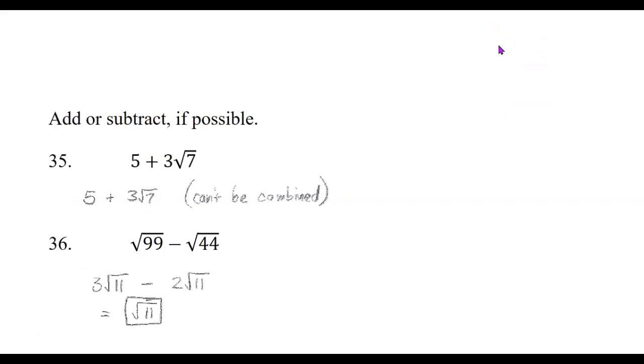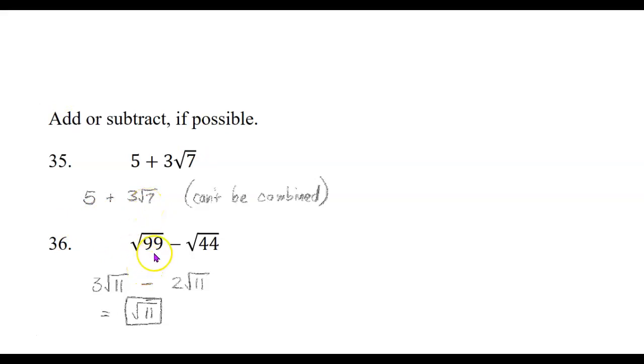Okay, here the directions say add or subtract if possible. Now 5 plus 3 times the square root of 7, it's not possible to add those. We can't combine them because they're not like radicals. So we have to just leave that as 5 plus 3 root 7.